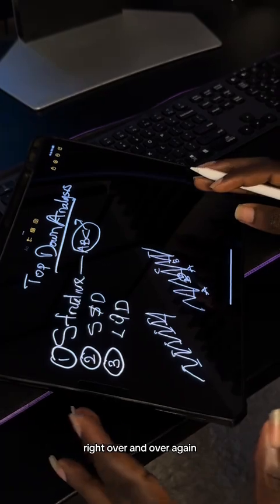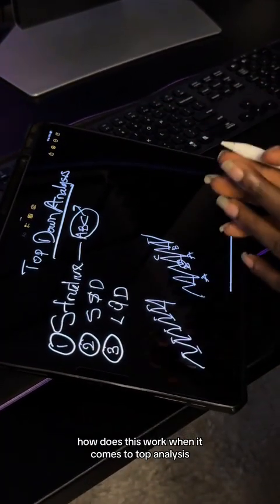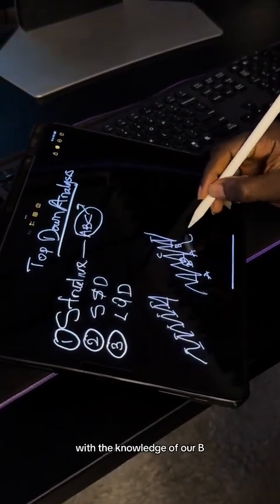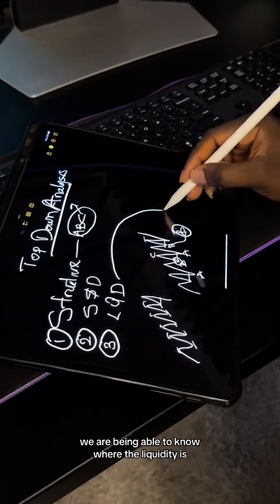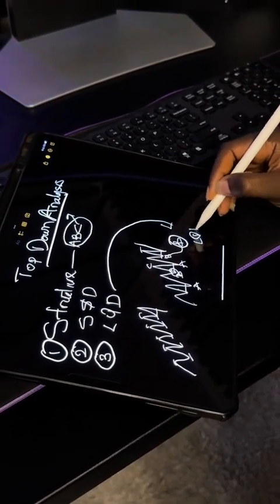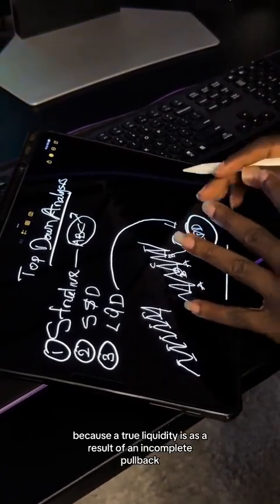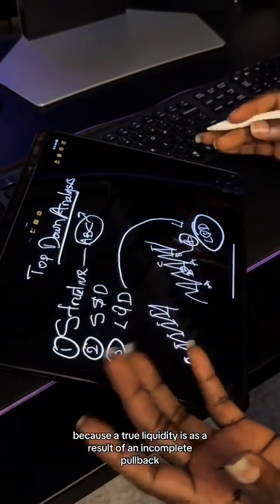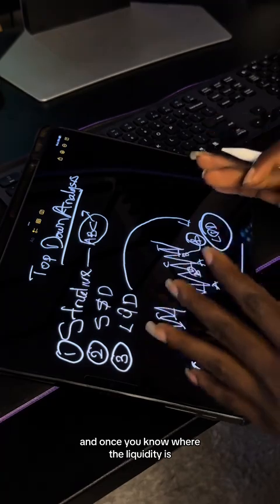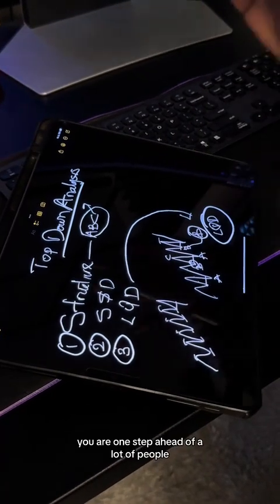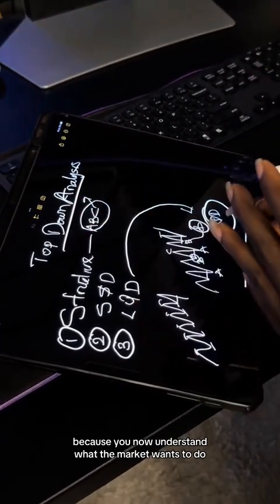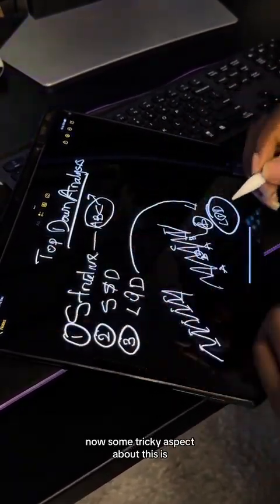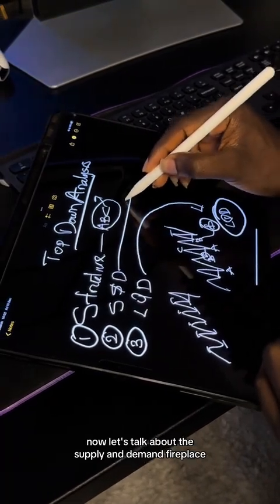Over and over again. How does this work when it comes to top-down analysis? With the knowledge of our B, we are able to know where the liquidity is. Because true liquidity is as a result of an incomplete pullback. And once you know where the liquidity is, you are one step ahead of a lot of people because you now understand what the market wants to do. Now, let's talk about supply and demand before I proceed.